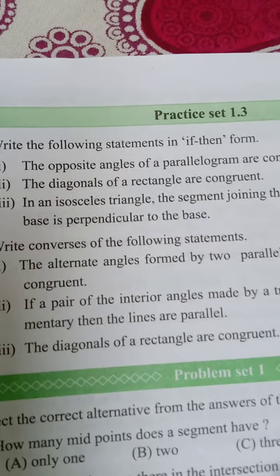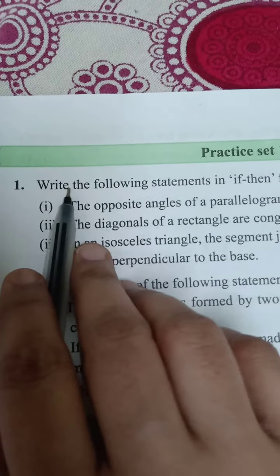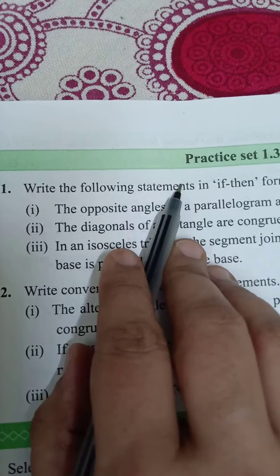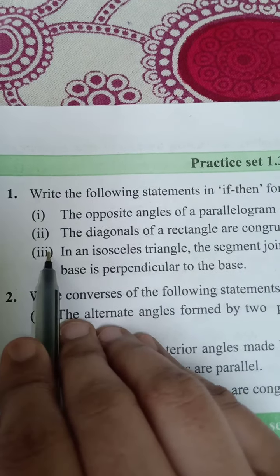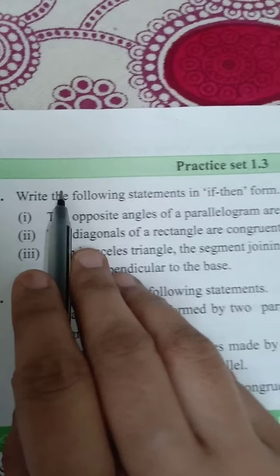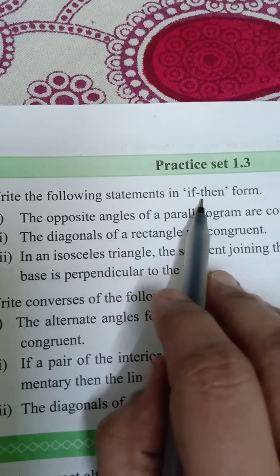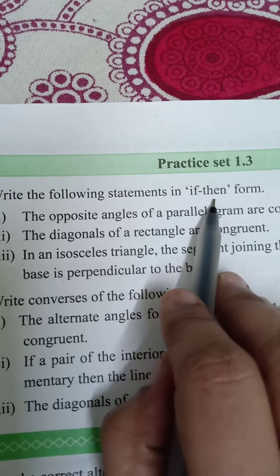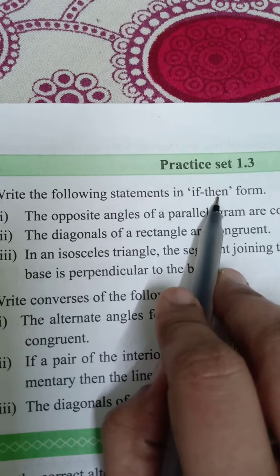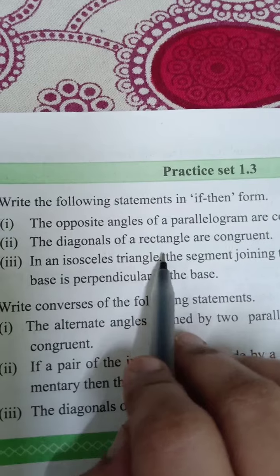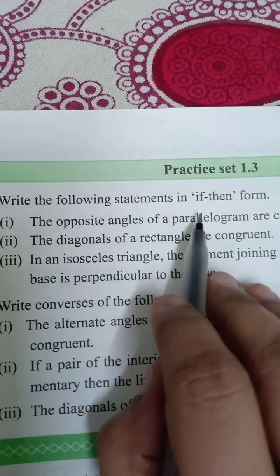Now we will start practice set 1.3. Question number 1 is: write the following statements. Following means here there are 3 sub-questions for question number 1. So all these statements we have to write in the form of if-then. If and then is nothing but conditional form. That means we have to write all these 3 statements in conditional form.